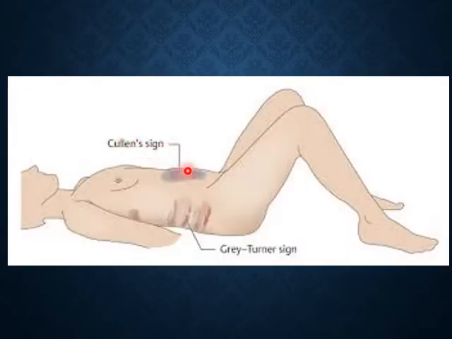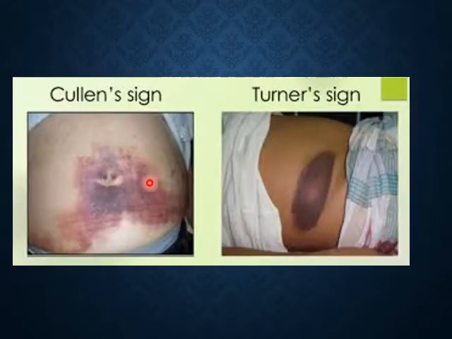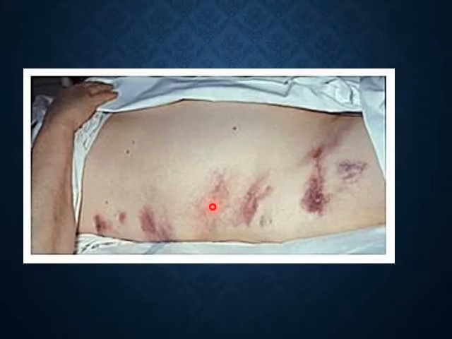This is the Cullen sign, ecchymosis around the umbilicus. This is in severe hemorrhagic pancreatitis where there is bleeding into the abdominal tissues. And Grey Turner sign, bruising of the lateral and posterior abdominal wall. Okay, around the umbilicus, Cullen sign, and Turner sign, side of the abdomen, lateral wall of the abdomen. Here, Turner sign, lateral and posterior abdominal wall extending into the upper part of the right thigh.